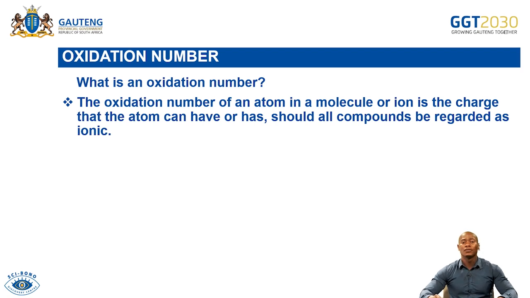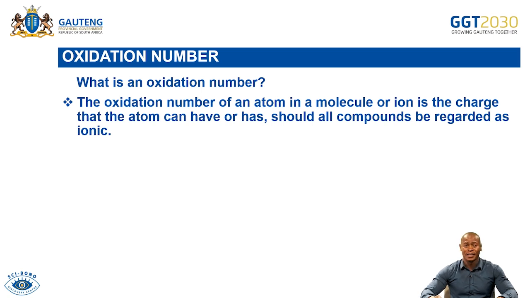Right, grade 11s, let's start with oxidation numbers. What is an oxidation number? Moving forward, you'll see how important it is to be able to assign oxidation numbers correctly. So what is an oxidation number? An oxidation number of an atom in a molecule or ion is the charge that the atom can have or has should all the compounds be regarded as ionic, right?